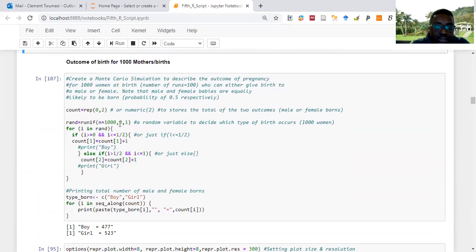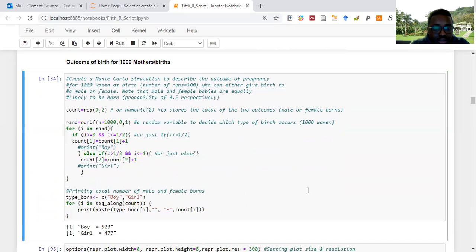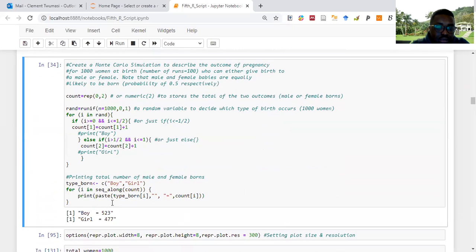So I have increased the 100 to 1,000. Now, when I run, this is what is happening. Still, boys are more. And here, the girls became more at a particular run. So you realize that this is what we mean by randomness.